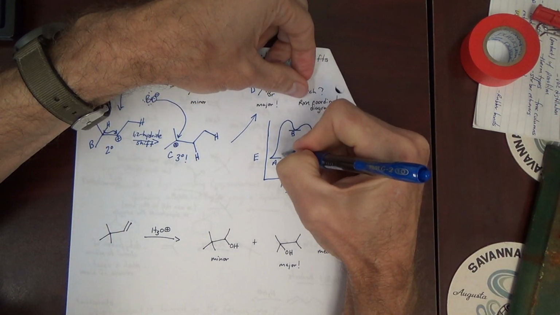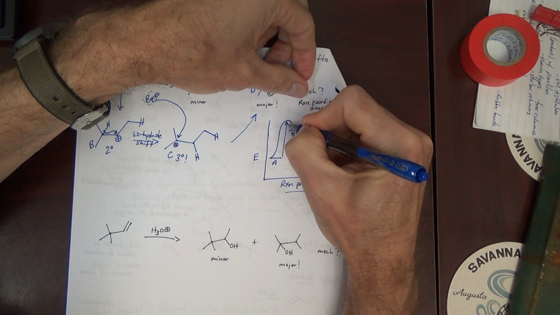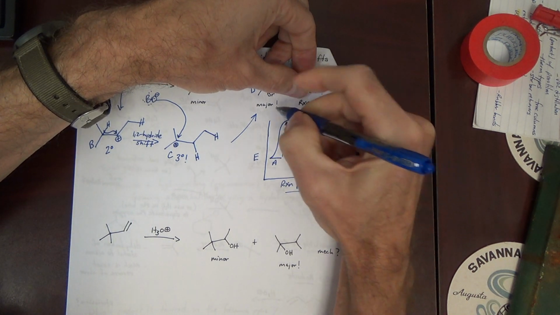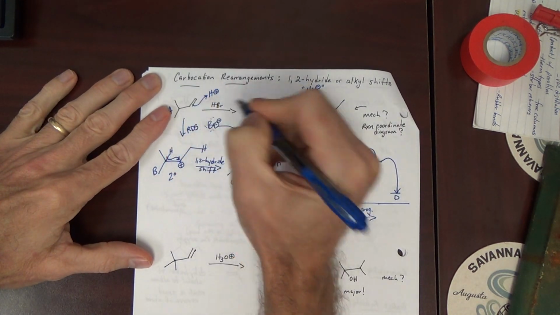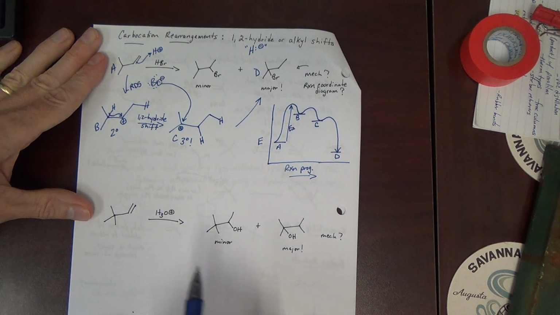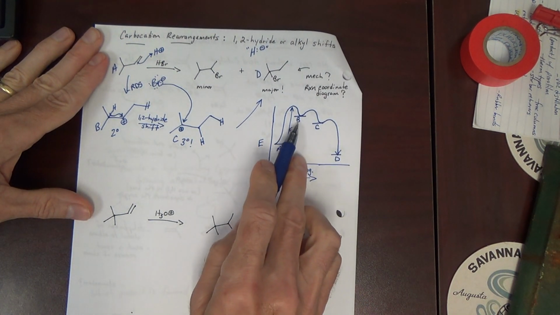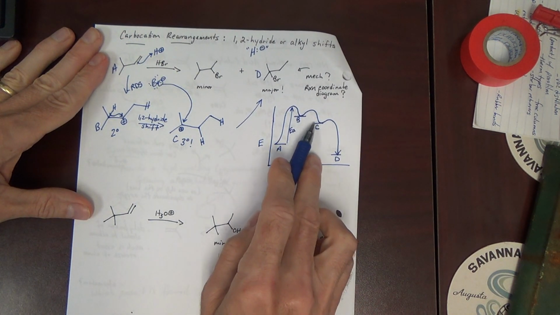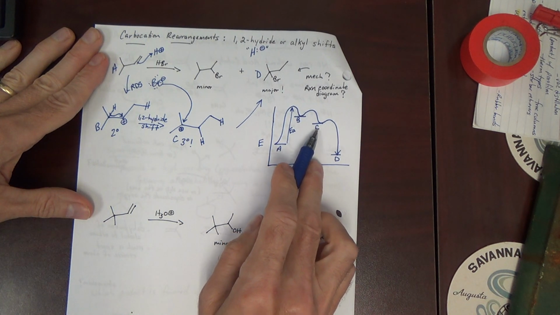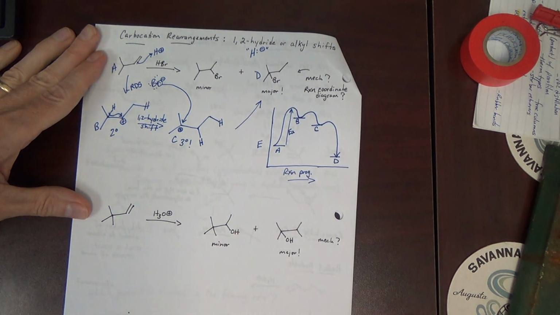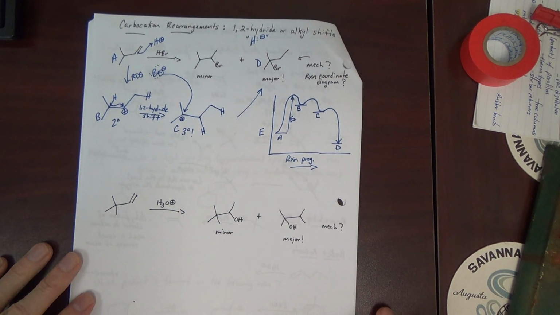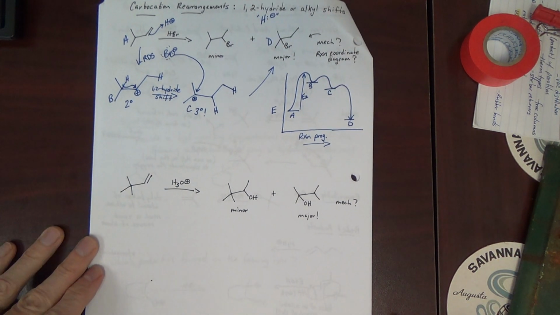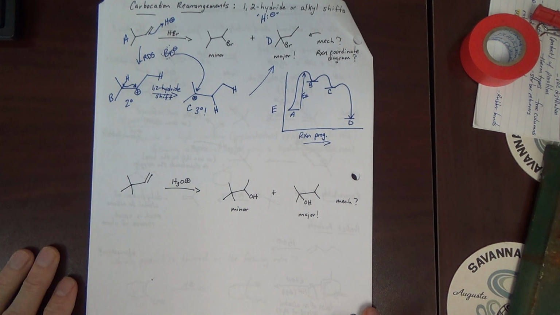Rate determining step is going to be your first step. Typically forming your carbocation is the rate determining step. From there we start falling downhill. Going from B to C, we're going downhill. And from C to D, certainly going downhill.